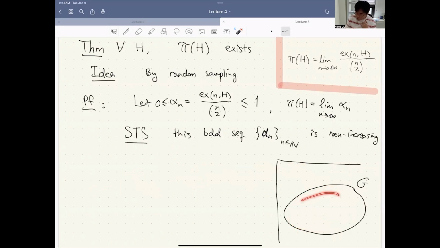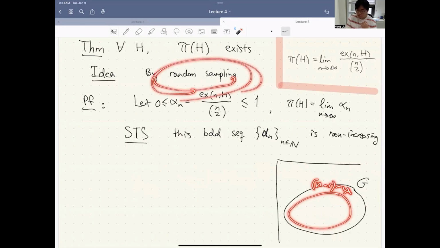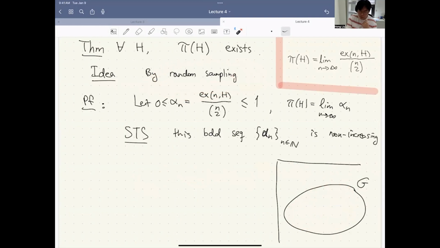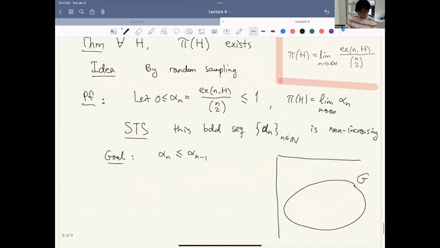And this averaging on n-1 vertex subgraphs is done in a probabilistic way. So that's why I write this random sampling. Okay, so our goal is to show that alpha n is at most alpha n-1. If we can prove this, we are done. So how to prove this?